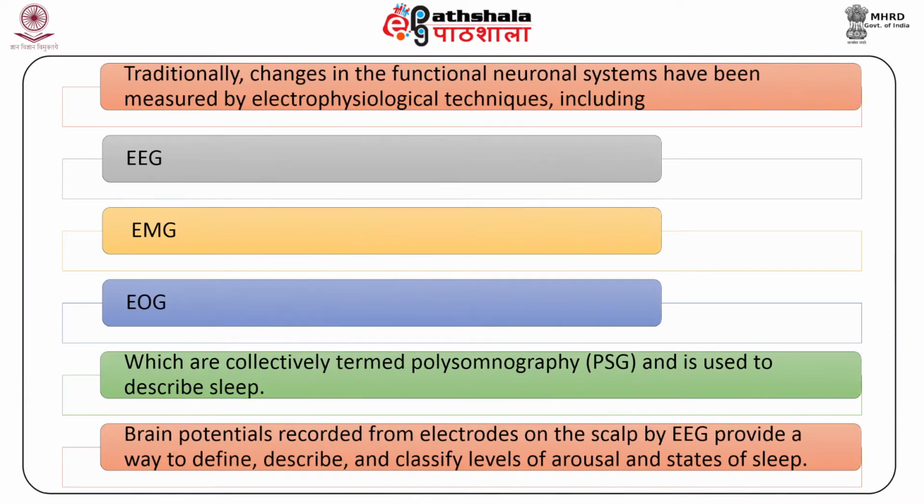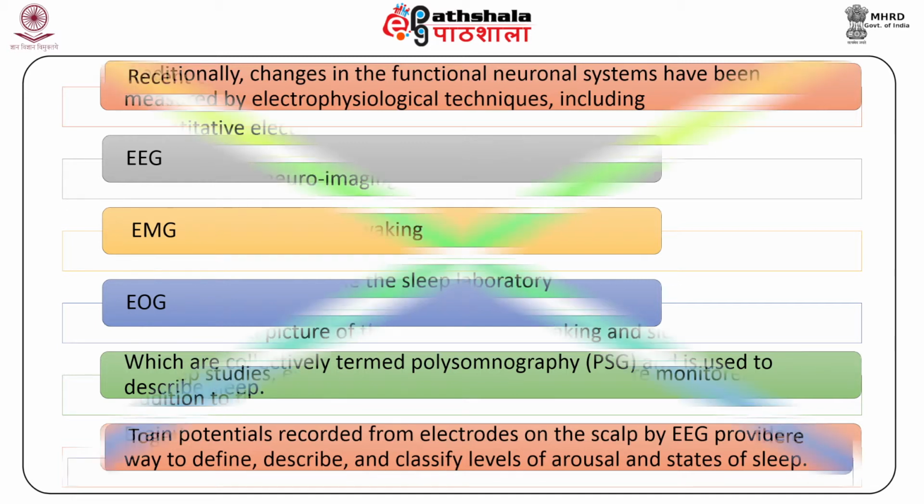Traditionally, changes in the functional neuronal systems have been measured by electrophysiological techniques including EEG, EMG, EOG, which are collectively termed polysomnography and is used to describe sleep. Brain potentials recorded from electrodes on the scalp by EEG provide a way to define, describe and classify levels of arousal and states of sleep.